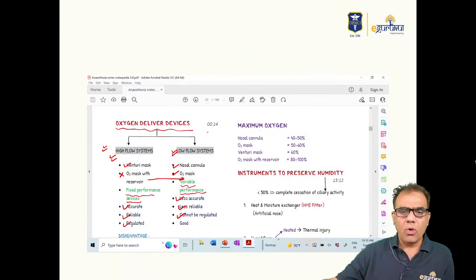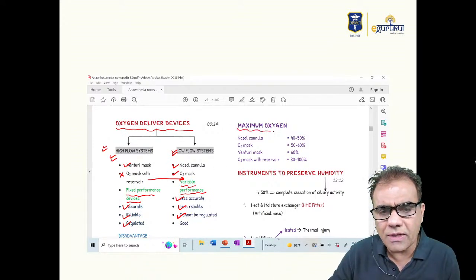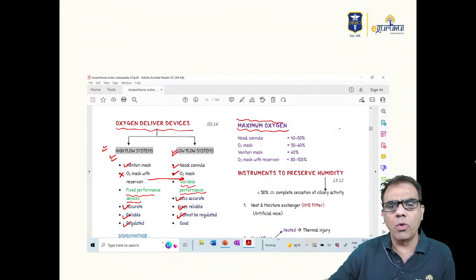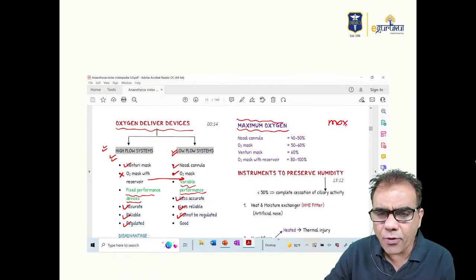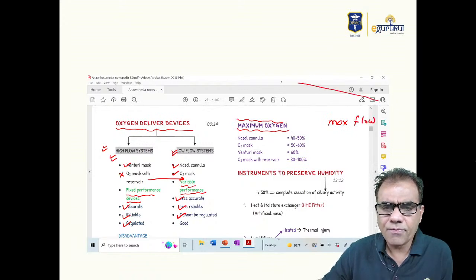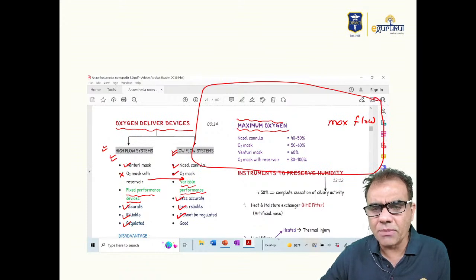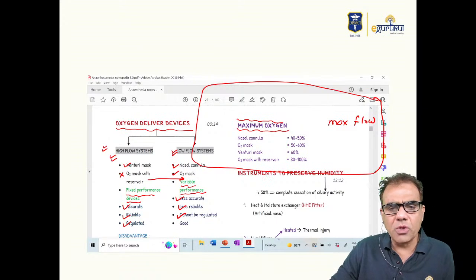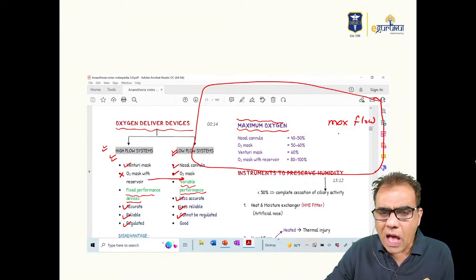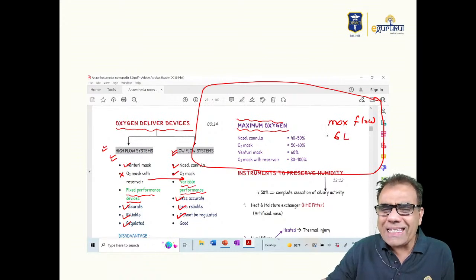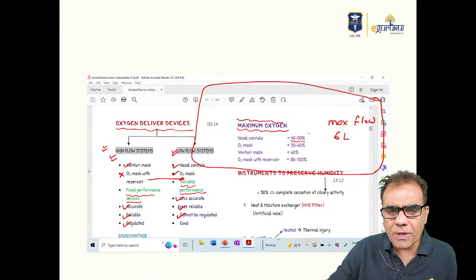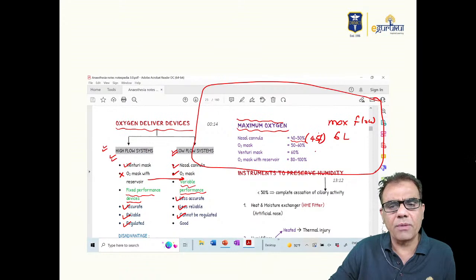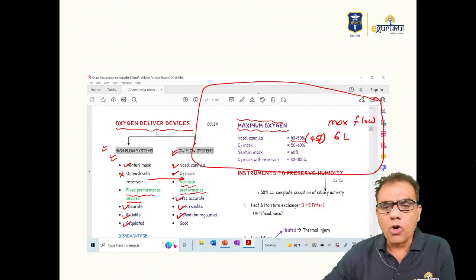Fine. Now look at the maximum oxygen they can deliver, and in that, I will add one more thing, at maximum flow. This is very important. For the last 3-4 years, I'm telling you 3-4 times, you will be seeing some questions related to this. So with the nasal cannula, maximum oxygen you can deliver is around 40 to 50%, and flow is 6 liter. So at 6 liter of oxygen flow, this is the performance you are going to see, around 40 to 50%, or let's take an average of 45%. So at 6 liter you will see 45%. After that, whatever oxygen you increase, output is not going to increase.